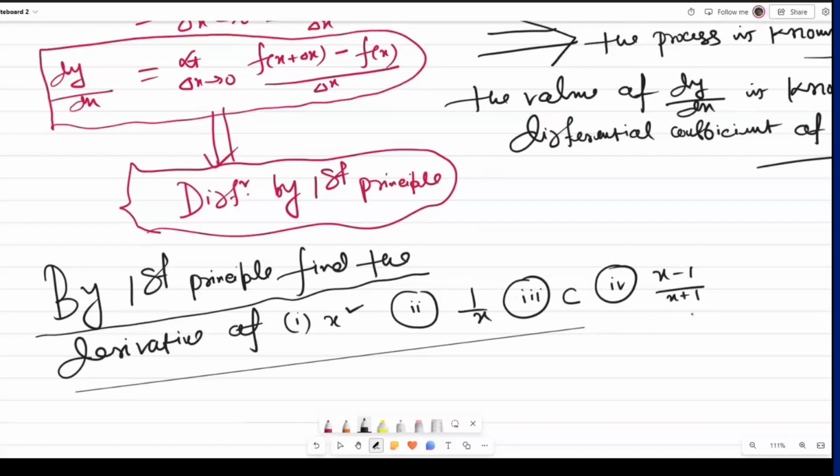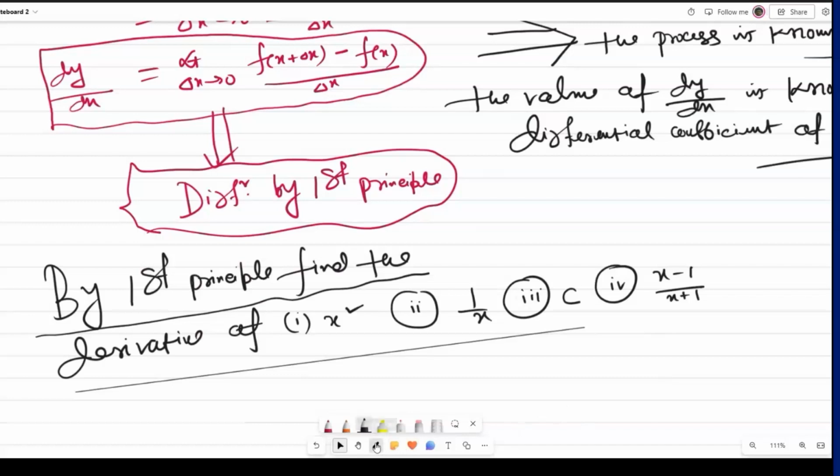I used to teach in a school like Delhi Public School, Ruby Park, as a teacher of physics and mathematics. I used to run both departments. There, I set this question in a physics paper: using first principle, find the derivative of x minus 1 by x plus 1. Maybe teachers have changed, but the question has not changed. So you learn it with me.